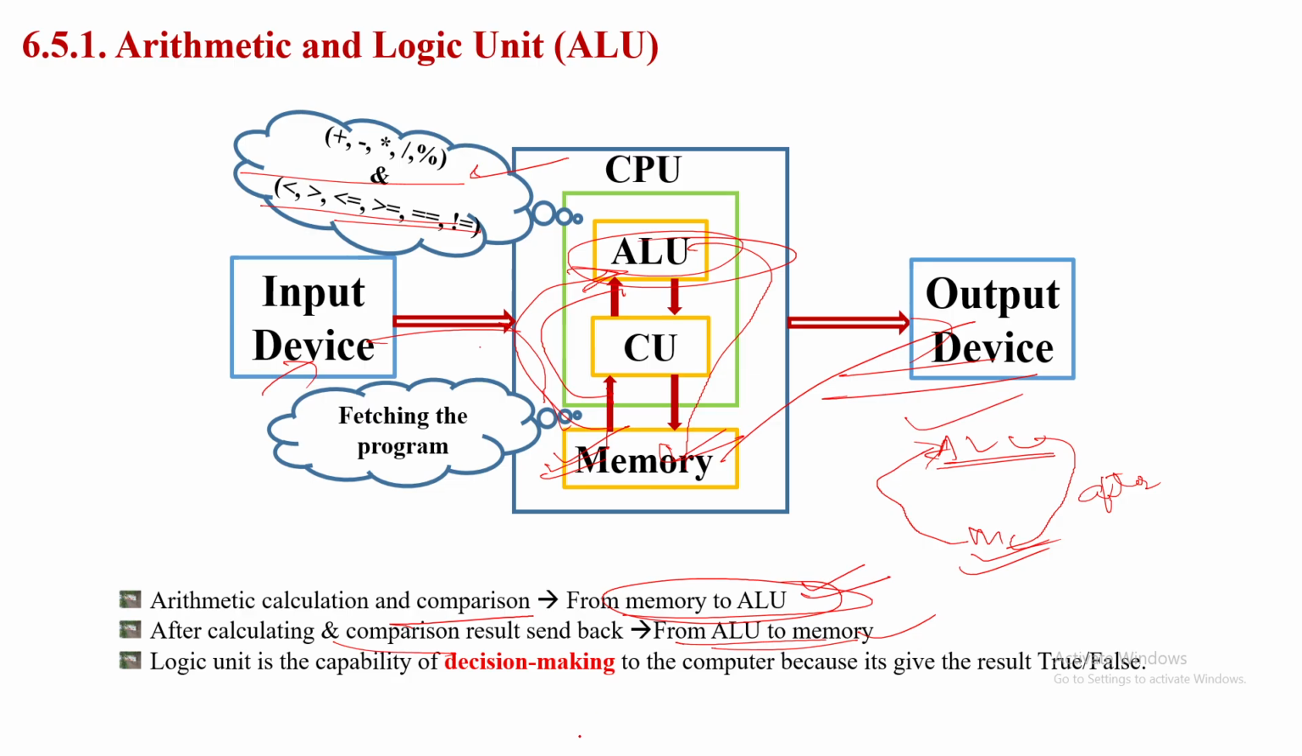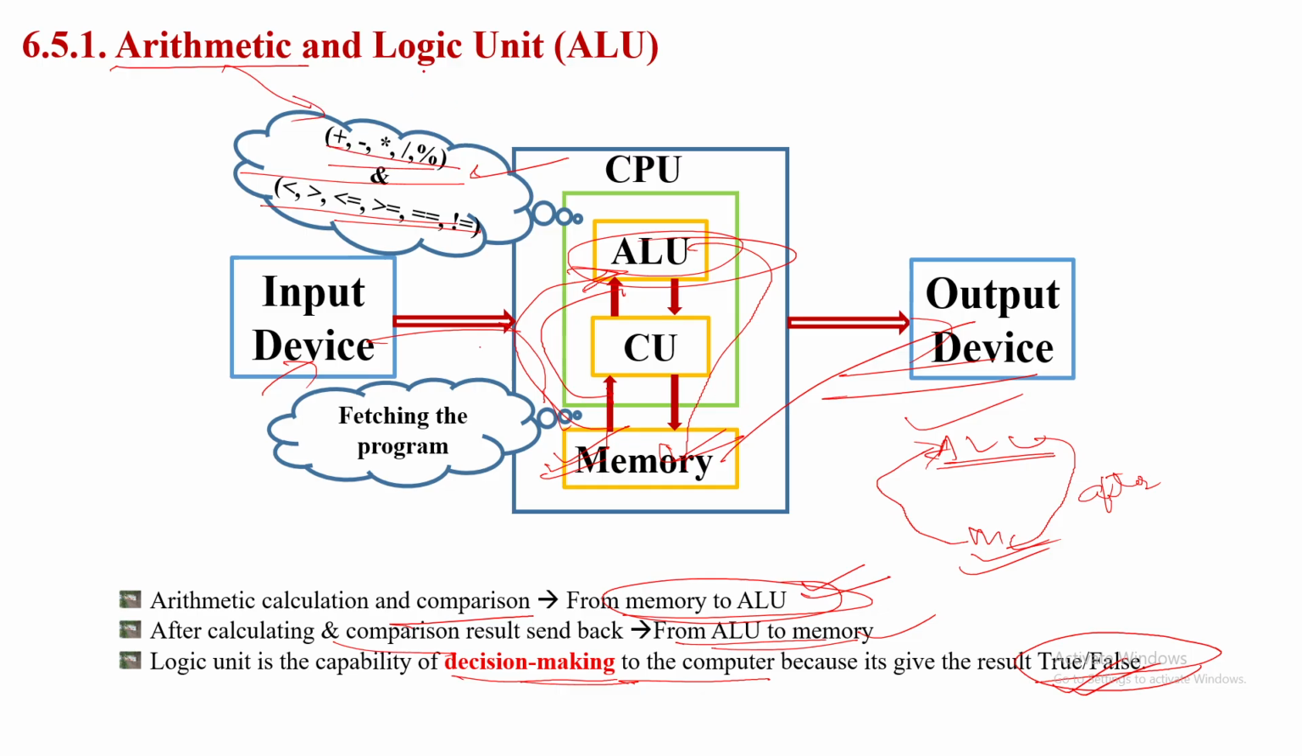The logic unit gives the computer the capability of decision making. Why? Because it compares the data and generates the result as true or false, right? So this is the arithmetic and logic unit. See, arithmetic means calculation, arithmetic operations.